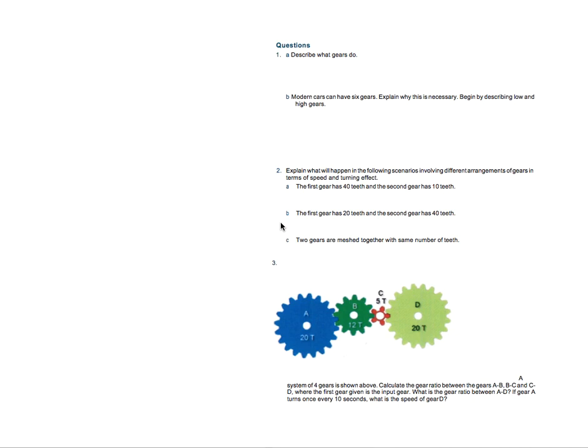These are the solutions to the gears problems. Question 1 part A, describe what gears do. Well, essentially they transfer power through a machine, one way or another, whether that's you pedaling on your bike or the gearbox in a car or whatever. Part B, modern cars can have 6 gears or more. Explain why this is necessary. Begin with describing low and high gears.